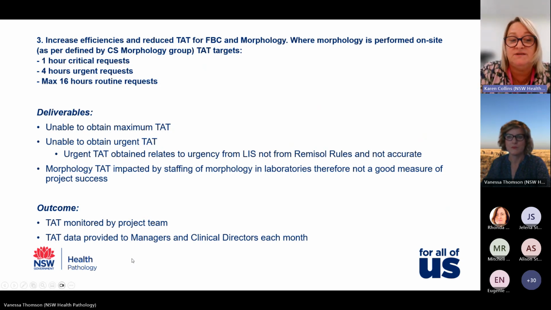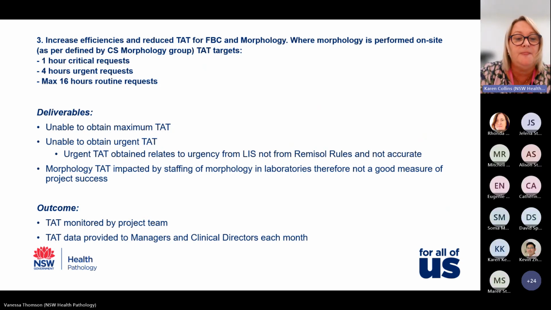So the deliverables, we were unable to obtain the maximum turnaround time. We were unable to obtain urgent turnaround times. And it's just noted that the urgent turnaround time relates to the urgency from the LIS, not actually from the rules triggered in Ramosol, so it's not really accurate. And the morphology turnaround time was impacted by staffing of morphology in laboratories, and therefore it's not really a good measure of the project success.